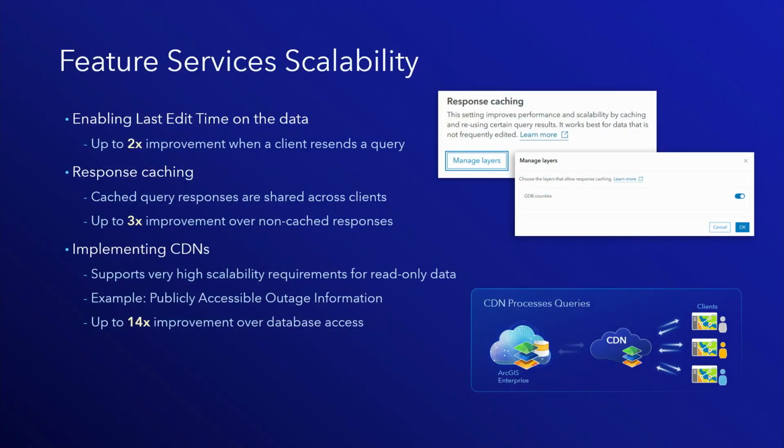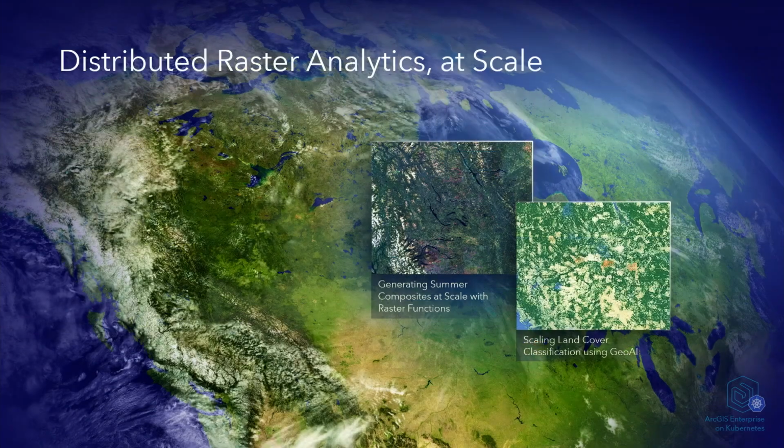Next, we'll look at scalability. Feature services capability. Feature services are often used, and we've added a few new features in it. Last edit time, which improves your performance. Response caching, where you can cache the query responses and share them across multiple clients. And also CDNs, where for read-only kinds of services, this is extremely important and necessary when it goes viral. You get a 14x improvement on that.